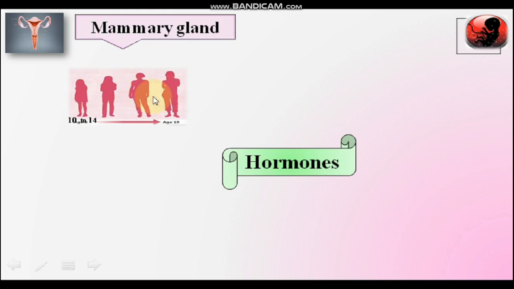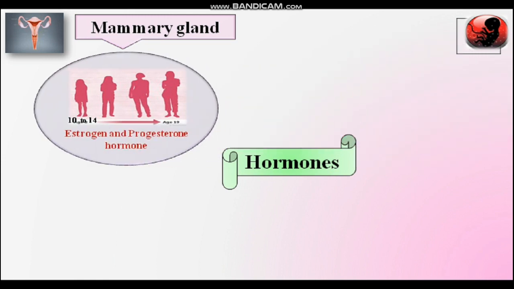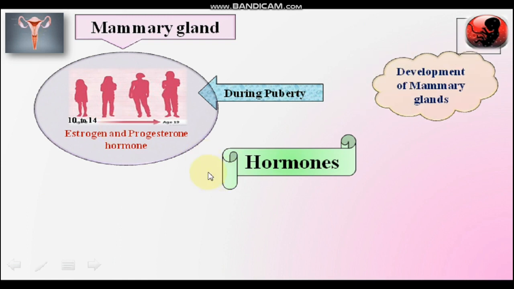Here is the picture of 10 to 14 year old girls, that is puberty age. We already know the meaning of puberty. It is the age at which the reproductive systems get mature. Hormones like estrogen and progesterone, what do they do? They control the development of mammary glands during puberty.